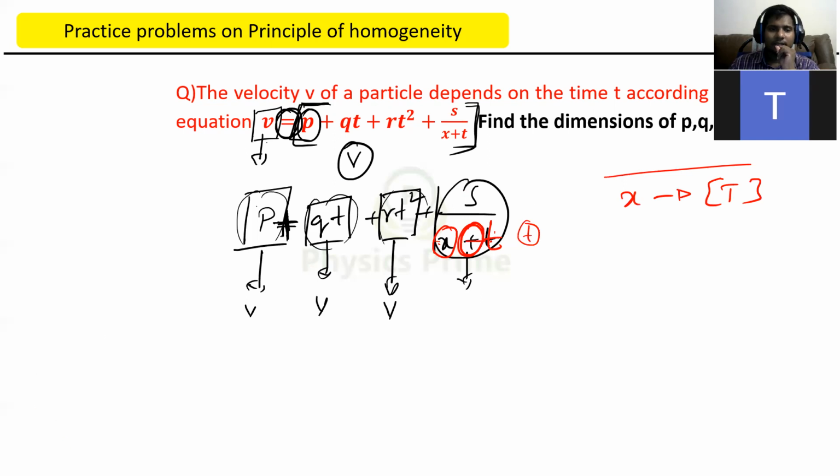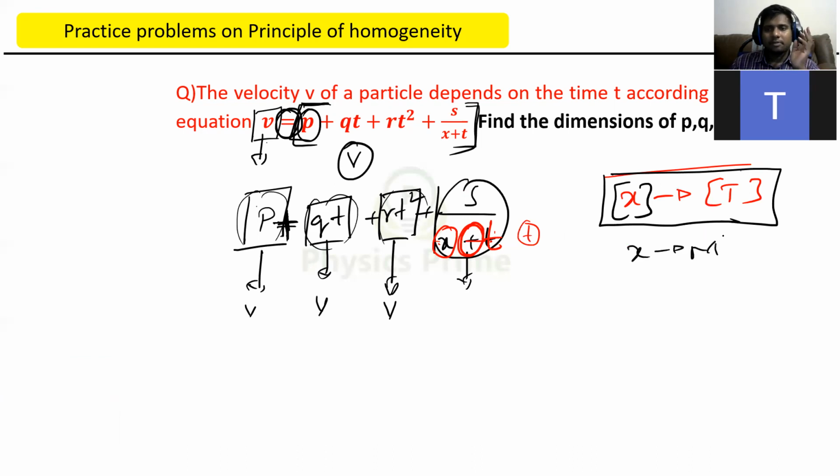Did you understand the fundamental concept here? The dimension of X should be time: T power 1, M power 0, L power 0. You can mention that as well. In the exam, if they ask, write perfectly M power 0, L power 0, T power 1. In the board exam, you can represent like this, but in competitive exams, you still represent like this. So next, you carefully see.